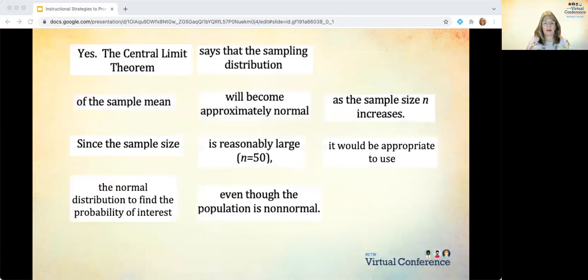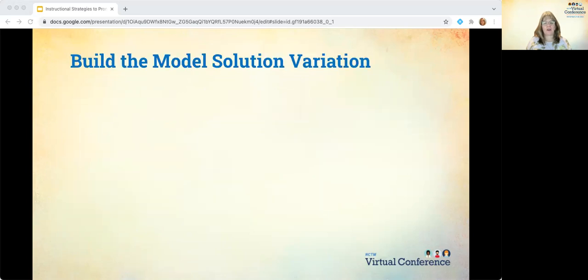So here's what the model solution looks like. It says, yes, the central limit theorem says that the sampling distribution of the sample mean will become approximately normal as the sample size n increases. Since the sample size is reasonably large, it would be appropriate to use the normal distribution to find the probability of interest, even though the population is non-normal. So that could be a little bit challenging, especially for your students that are just learning the English language.